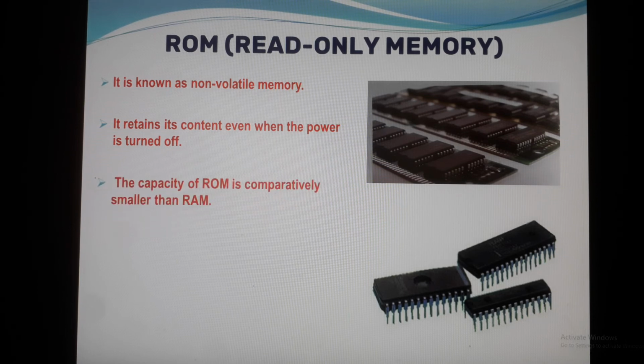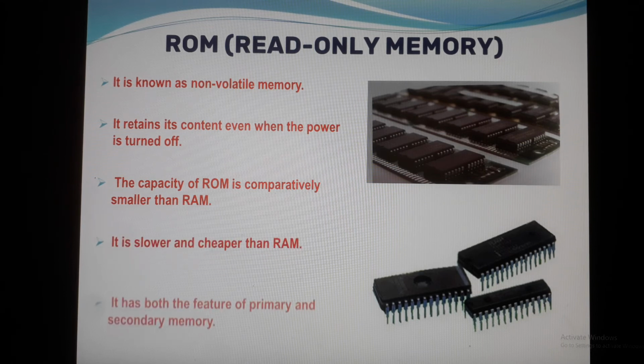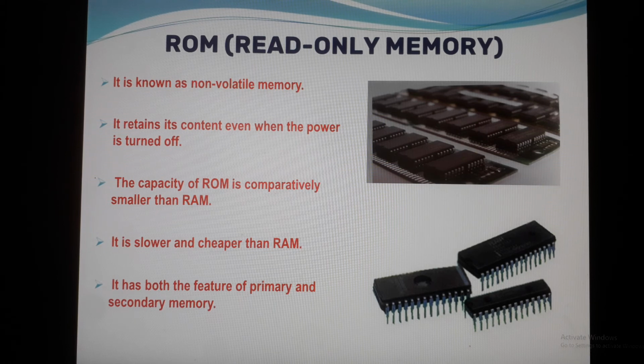The capacity of ROM is comparatively smaller than RAM. It is slower and cheaper than RAM. It has both the features of primary and secondary memory. Why? Because as you all know, it is inside the CPU, so it is a primary memory. And why does it have the features of secondary memory? Because the data stored in a ROM is not lost even when the power is turned off. So these are the features of ROM.